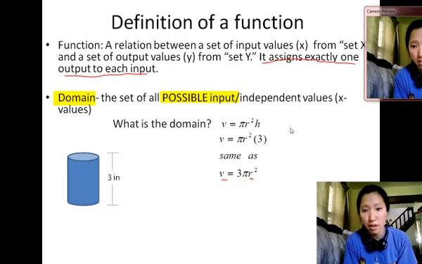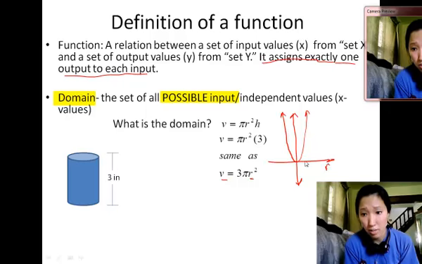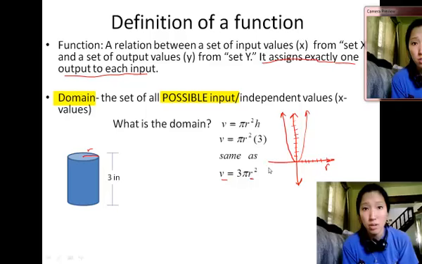If you graph this, it is not going to be perfect, but if you did this on your graphing calculator, I do know that it's a quadratic, so it's going to look something like this. Here r is our independent variable, that's the radius, and depending on whatever the radius of that cylinder is, it's going to have a certain volume.